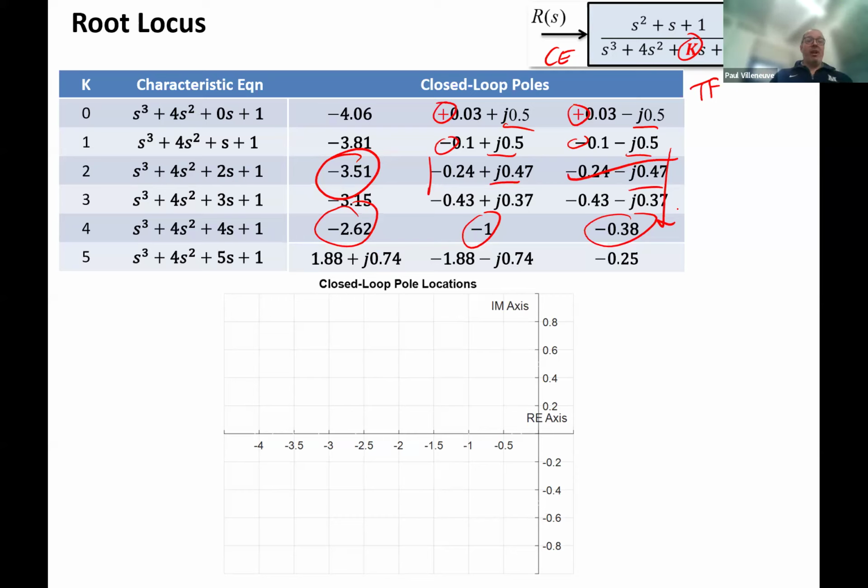And here's the other thing too, right? So we see when we go from 5, we went from a stable system, all negative numbers. There's a typo here. That should be a negative number here, right? Because you can't have a negative. Well, let's check. Let's run MATLAB.